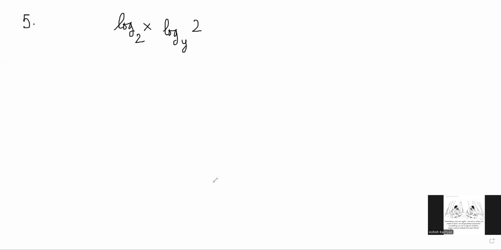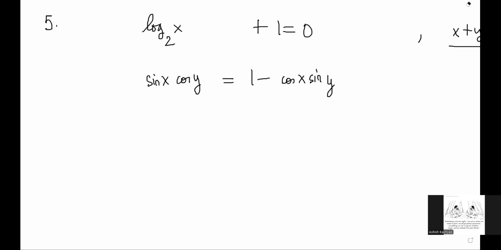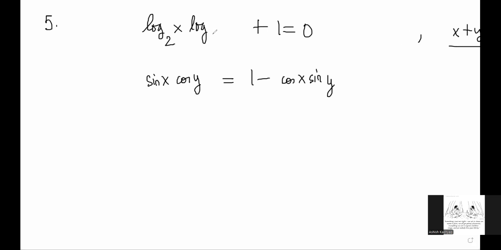Okay, right. So the question is find all solutions to this system. The second equation is sin x cos y is equal to 1 minus cos x sin y. And the condition that is given is x plus y is less than 8. So again, this is not very difficult, but you have to be careful and not make any mistakes in assumptions and all.